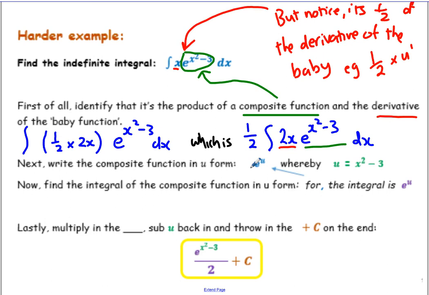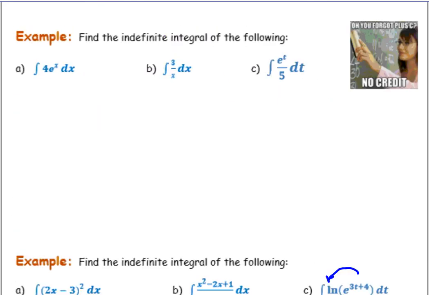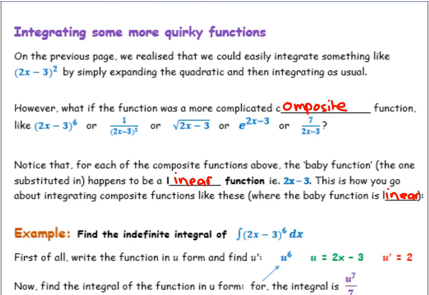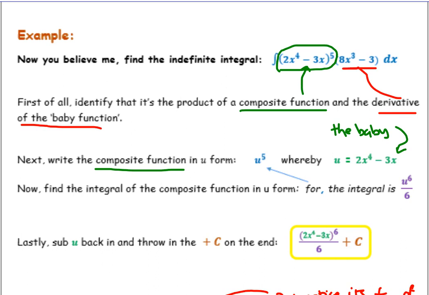It's our joke that started off this. e to the u doesn't get scared. He says, "Are you not scared? I'll integrate you. I'll differentiate you." The other person says, "I'm not scared. I am e to the x." And you all were just like, no, we don't get it.